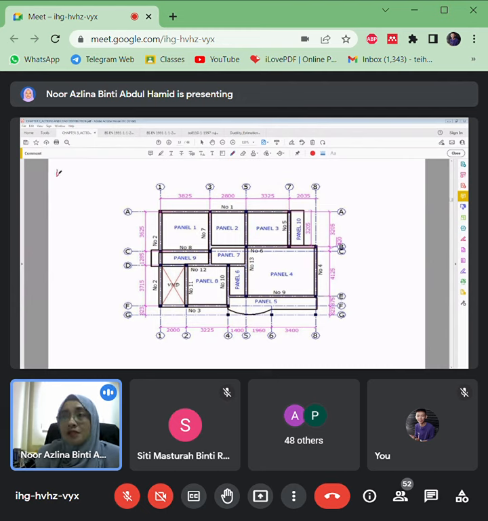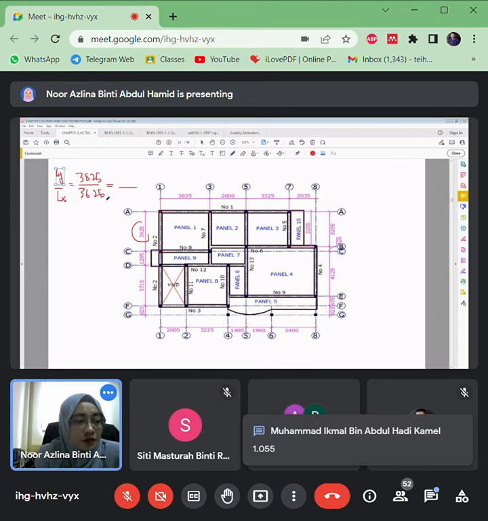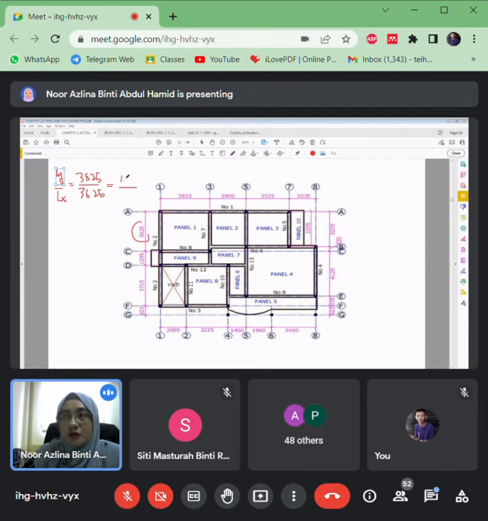Okay, so please help me to determine for panel A, Ly divided by Lx. Its Ly, the longest span, is 3825 here, divided by the short span, which is 3625. So what's the value? What's the ratio? Please calculate. Give me the ratio. 1.05, so you can say 1.1.